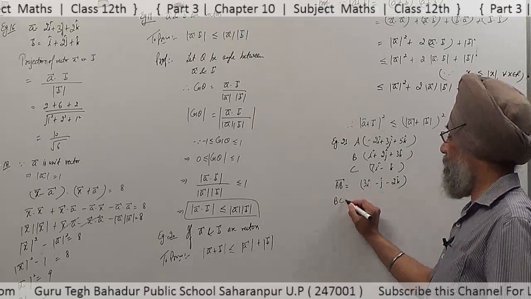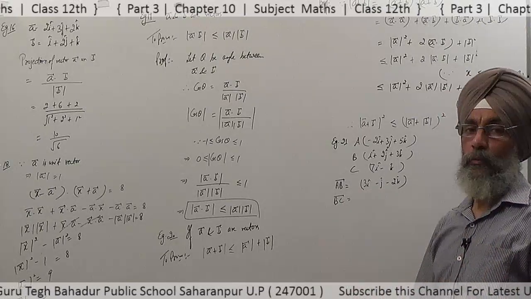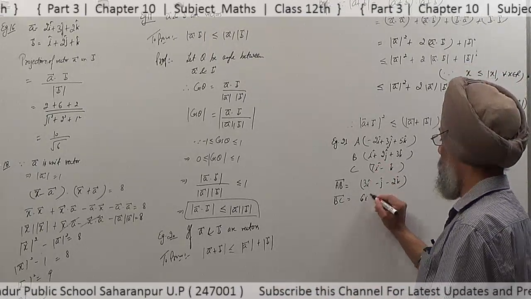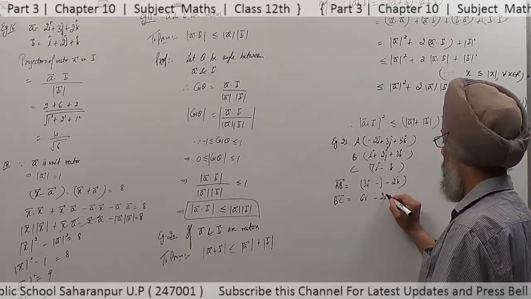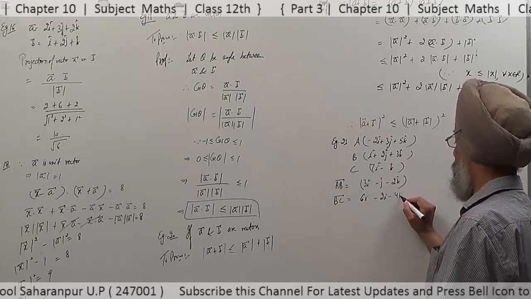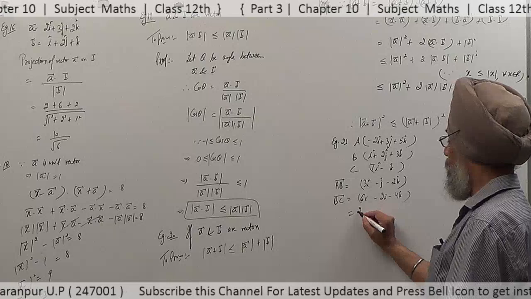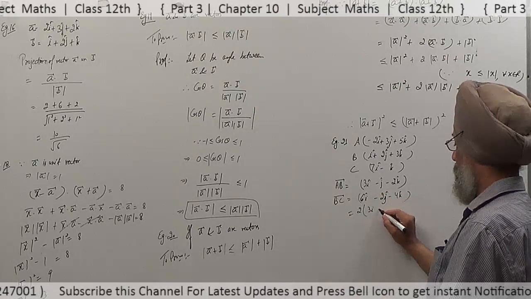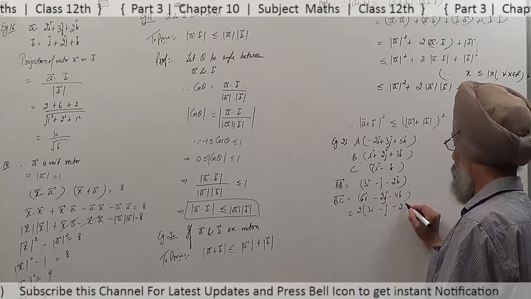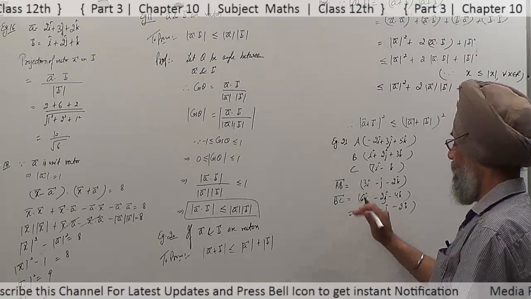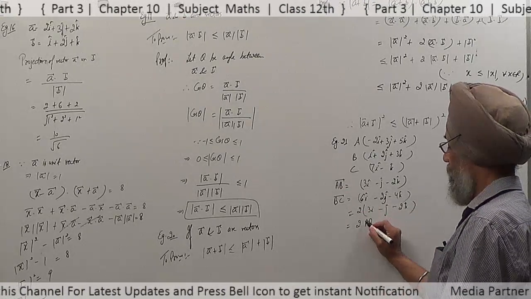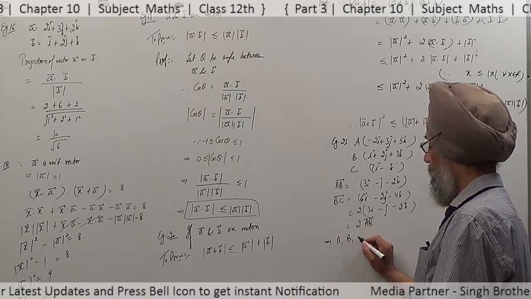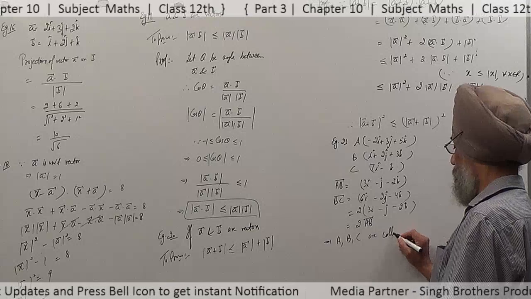Then we take BC. BC means OC minus OB. Out of C, we have to subtract the components of B here. It becomes 6i minus 2j minus 4k. We can take 2 as common from here: 3i minus j minus 2k, and that is AB. So BC is 2 times AB. It implies points A, B, C are collinear.